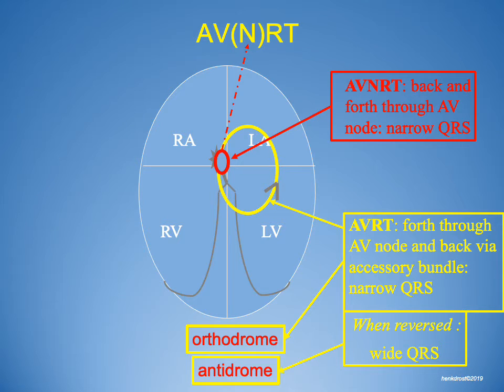So in the first case, when the forward stimulus goes through the AV node, we speak about orthodromic tachycardia, and when the forward stimulus goes alongside of the AV node, then we speak about the antidromic tachycardia. In the last case, we have the wide QRS complex.